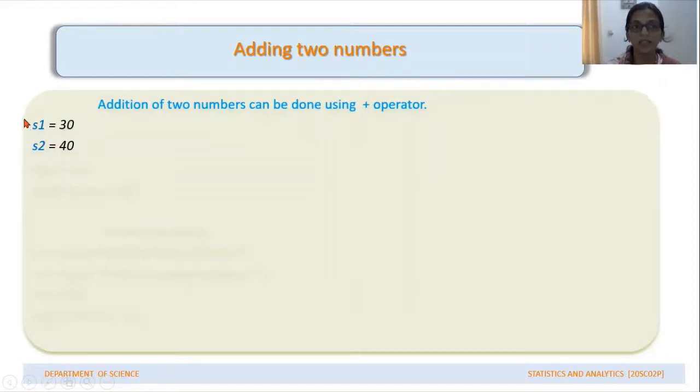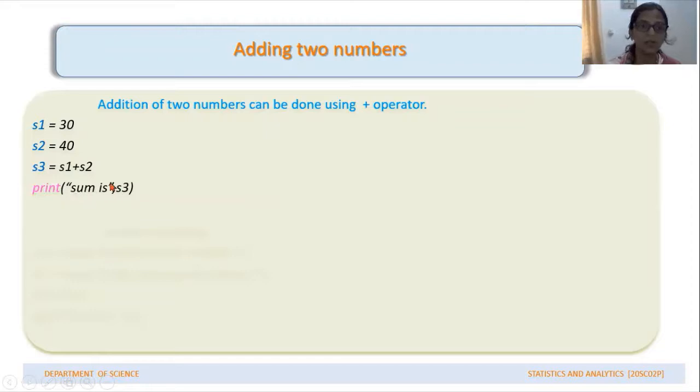So we are going to add these two and store the answer in another variable, that is, we'll name it S3. So S3 will store the sum of S1 and S2, 30 plus 40. The answer will be stored in S3. And lastly, we are going to print the result. While printing, we'll write the syntax like this.